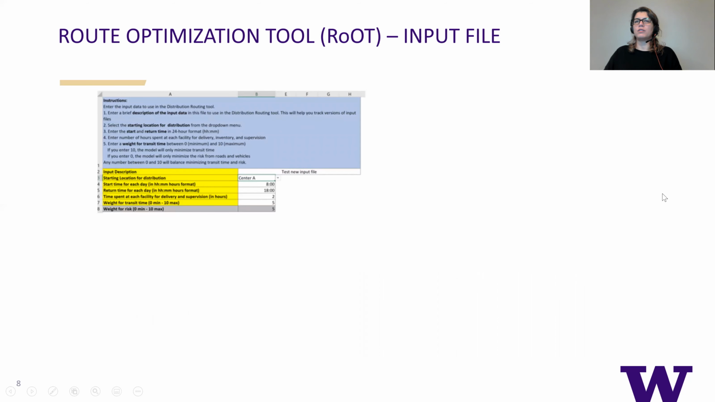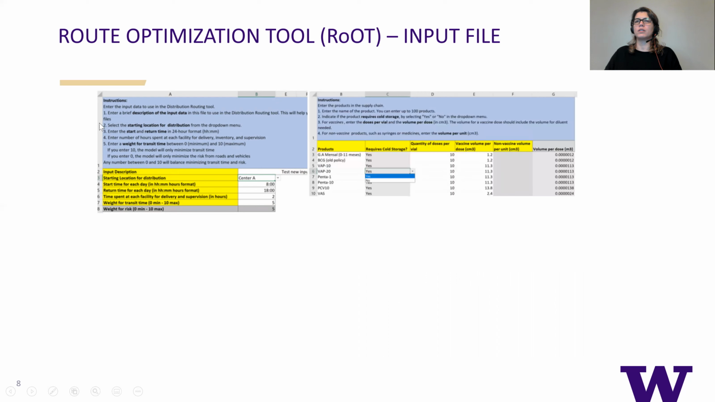So for the input file, the first sheet is the parameters. As you can see, for all the sheets, first we have the instructions in blue. Then in the parameters sheet, it defines which distribution center it starts from, what time it starts, what time it ends, time spent at each facility, the weight for the transit time, and the weight for the penalties. Here we call it risk because it's easier for them to identify, and it's like the penalty for the road condition and the vehicle condition.